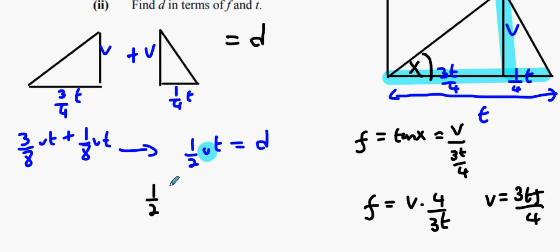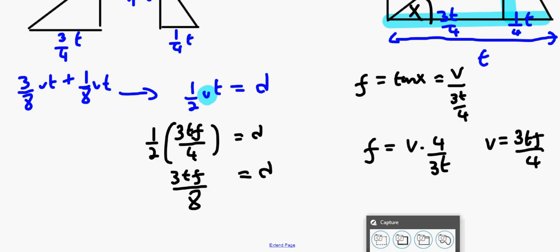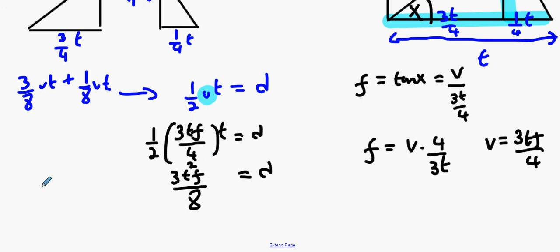And you're going to get a half times 3tf over 4 equals d. Therefore, d will equal 3tf over 8. And you're done. Alright? Yes? Oh, sorry. The other t, isn't it? So thank you. 3t squared f over 8. Or I'd usually have it as 3ft squared over 8. Thanks for that. Alrighty.